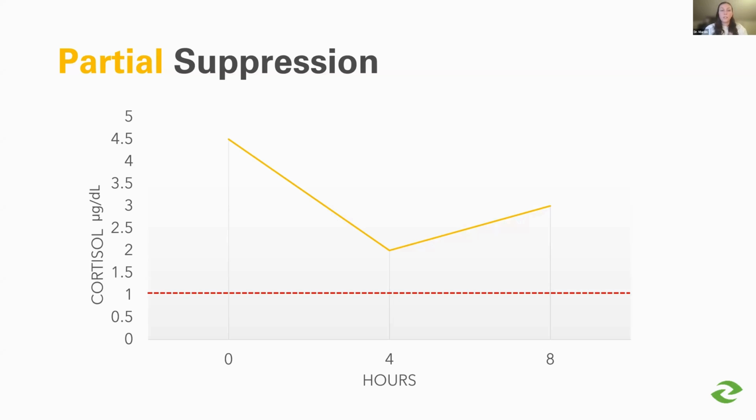This is where you have to do a little bit of math. You have to compare the 4-hour result of 2 micrograms per deciliter to the baseline, which is 4.5 micrograms per deciliter. If the decrease is at least 50% of the baseline, which would have been 2.25, and here we're a little bit lower than that at 2, we can say that this is consistent with a pituitary tumor, an ACTH-dependent disease.